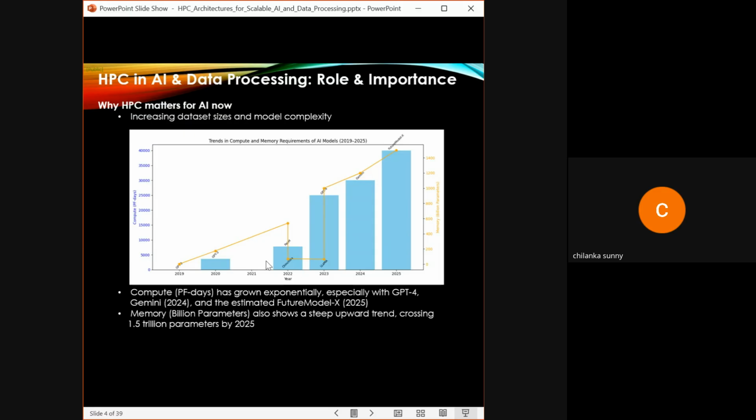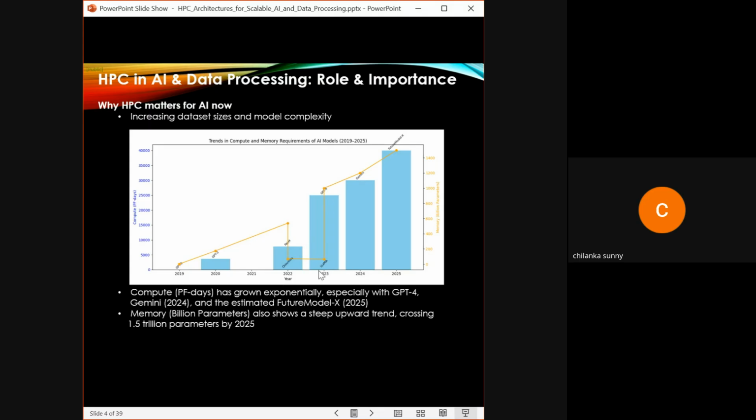So here the graph highlights the exponential rise in both compute and memory requirements of AI models from 2019 to 2025. On the left, the blue bars show the compute in petaflop days, growing from just a few thousand for GPT-3 to nearly 40,000 projected for the future Model X. And on the right, the orange line shows the model size measured in billions of parameters, climbing from GPT-2's modest 1.5 billion to more than 1.5 trillion parameters expected by the end of this year.